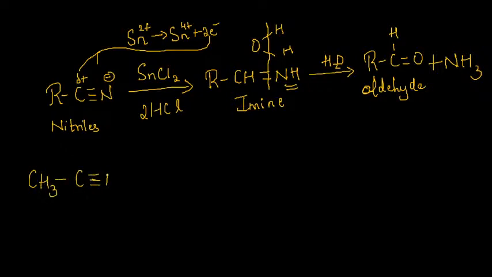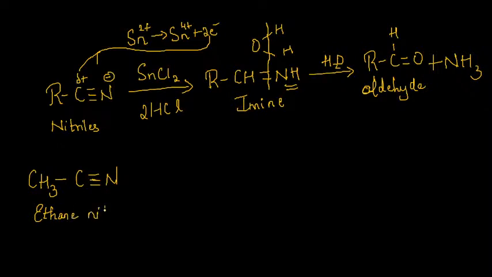So how do you name this? CH3 C triple bond N. Yeah, it is ethane nitrile. Two carbon atoms, including the CN cyano group, you must count. So it is ethane nitrile.